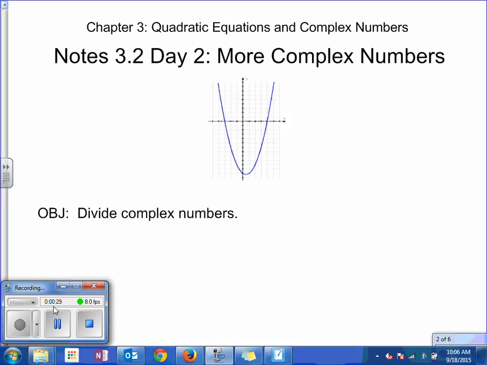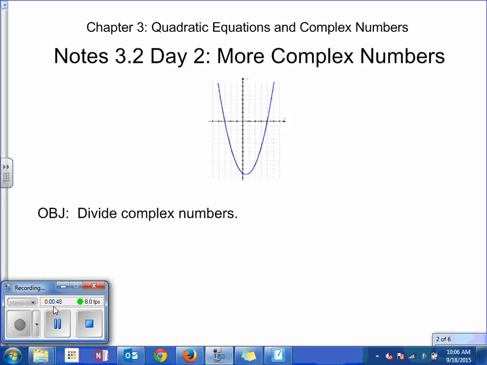Then we did addition, subtraction, and multiplication. There's one operation I left off, right? Division. So that's what we have to look at today. How do we divide complex numbers? So this is Notes 3.2, Day 2, Complex Numbers. Our objective is simply that last operation of division.